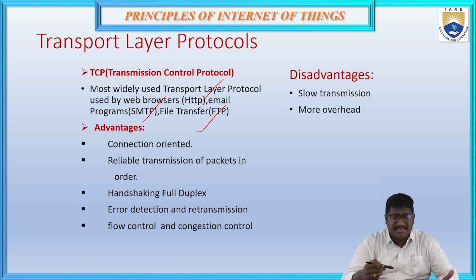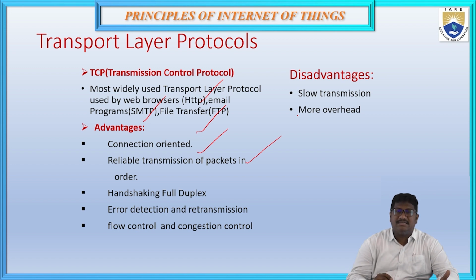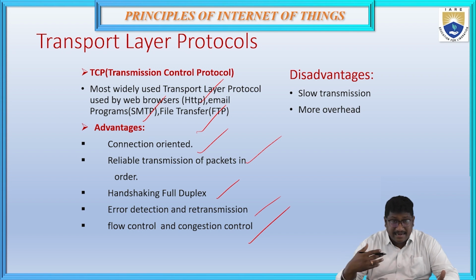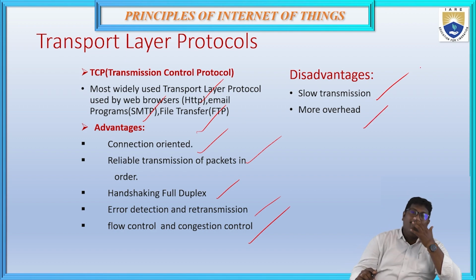By using TCP, you get the advantages that it is connection oriented and there is reliable transmission of packets, and we get a handshake. We also know how errors are handled, and we control how the data flows and how congestion happens in the network. All these things can be controlled when we use Transmission Control Protocol. There are some disadvantages too. Since we are maintaining handshaking and everything, there will be a slow transmission rate and more overhead.